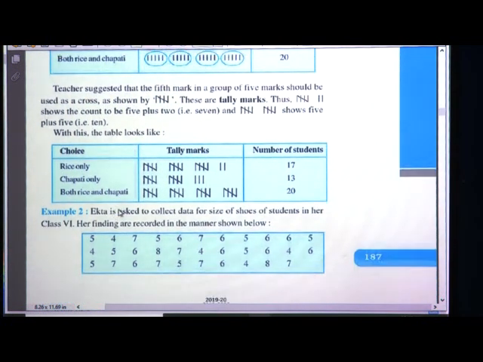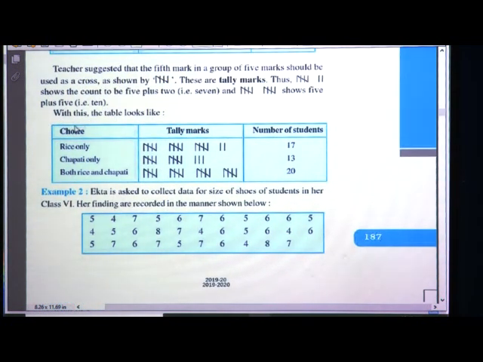Now, after the teacher suggested the 5th mark to be a cross, they have prepared a table where they use the tally marks to find the number of students. So, the number of students who like rice only were 17. So, 5, 10, 15 and plus 2, 17. Here 5, 10 plus 3, 13. Here 5, 10, 15, 20. So, we have 20. Okay. So, this was about tally marks.